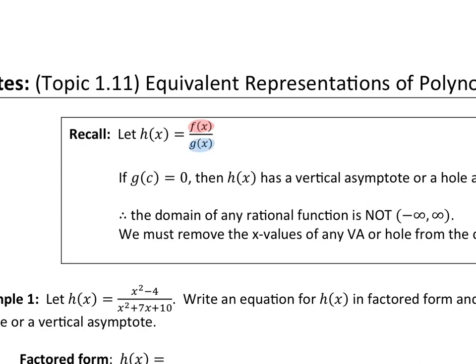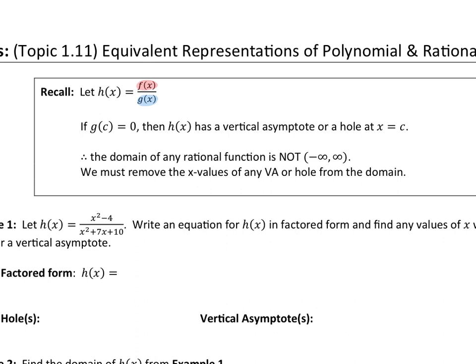We've also learned that when that denominator is equal to 0, then the function has a vertical asymptote or a hole at that value. Therefore, we know that the domain of any rational function is not all real numbers from negative infinity to infinity. We must remove the x values of any vertical asymptote or hole from the domain. So we are going to have many different intervals in the domain for a rational function, because at the holes and at the vertical asymptotes, we'd have to pick up our pencil and not include those values for x in our domain.